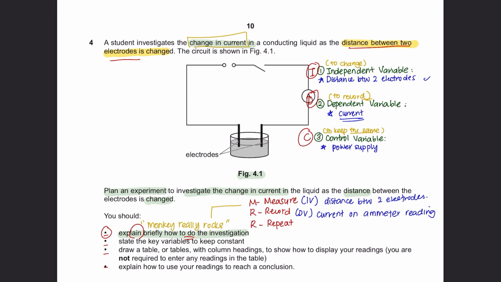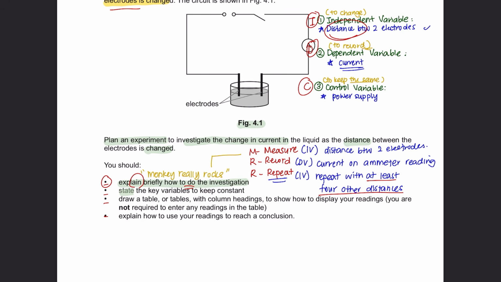And lastly, do not forget to mention repeat. And what you're repeating here is your independent variable. So you should mention that you need to repeat the experiment with at least 4 other distances. Okay, you're done for the first bullet point. Bullet point 2. State the key variables to keep constant. When they ask you to mention key variables, please mention at least 2 key variables to keep constant.